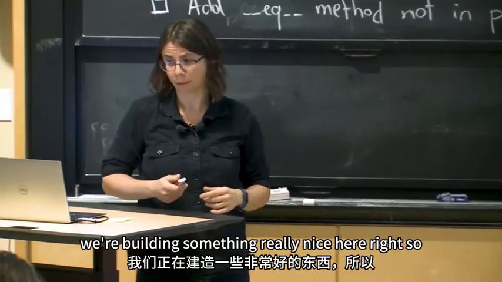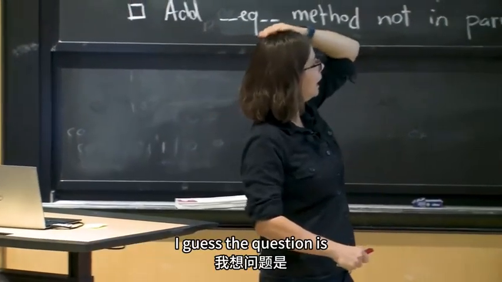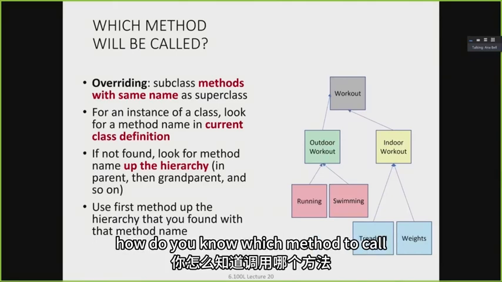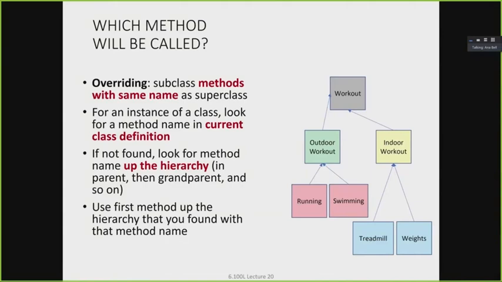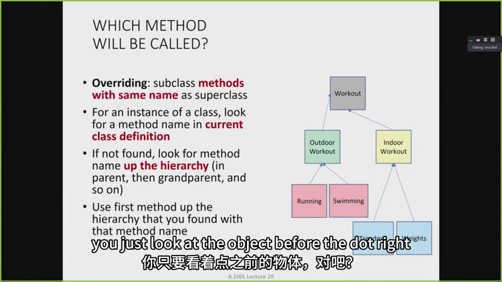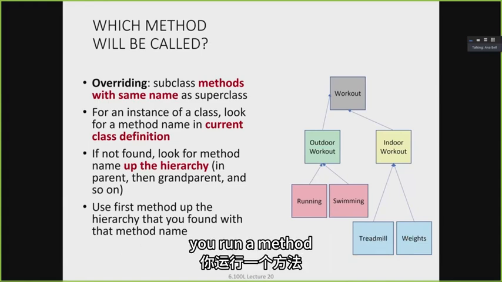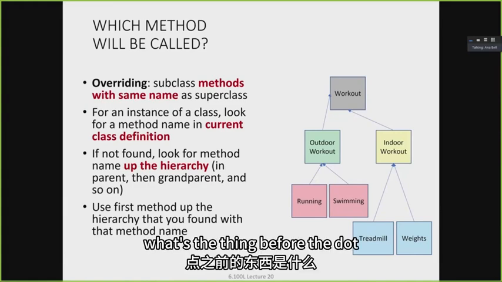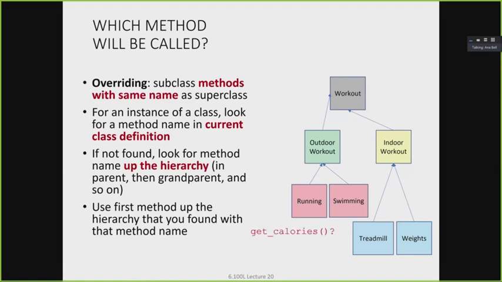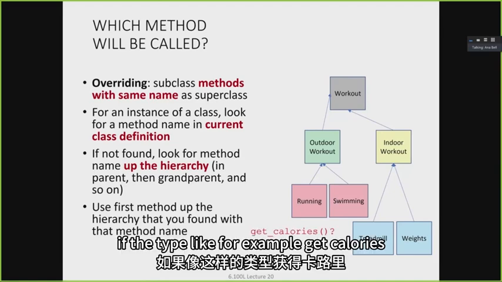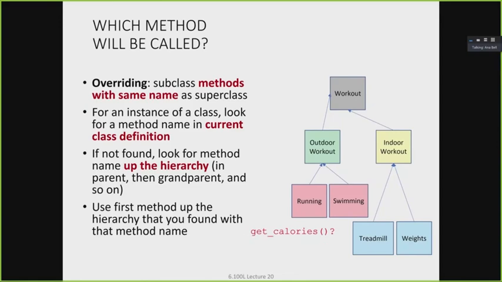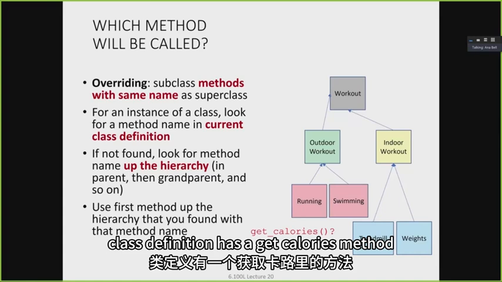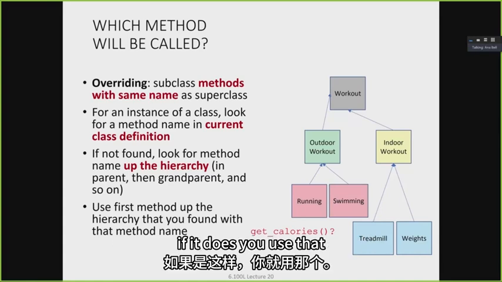Okay. We're building something really nice here, right? So I guess the question is, and I think you've probably figured this out, how do you know which method to call? Well, you just look at the object before the dot, right? You run a method, your object dot method name. What's the thing before the dot? What is its type? If the type, like for example, get calories, if the type is running, you look to see if that class definition has a get calories method. If it does, you use that.